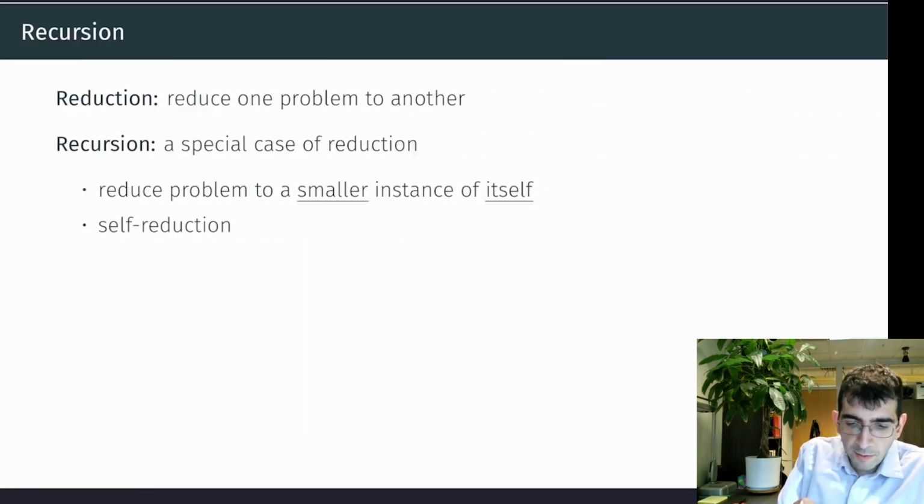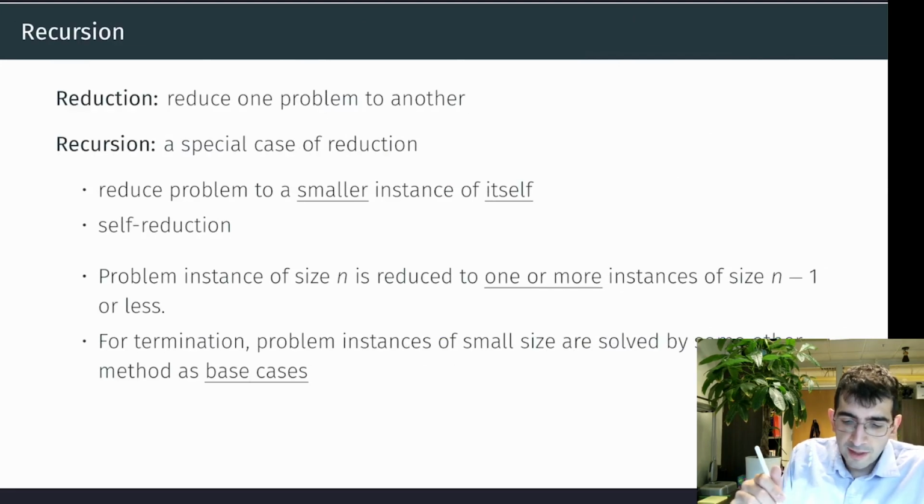Okay, so as discussed previously, a reduction reduces one problem to another problem. A recursion is a special case of a reduction where we reduce a problem to a smaller instance of itself, i.e., it is a self reduction. So we could reduce a problem of size n to one or more problems of size n minus 1, n minus 2, anything like that. We could reduce a problem of size n to two problems of size n over 2, as we'll see with merge sort.